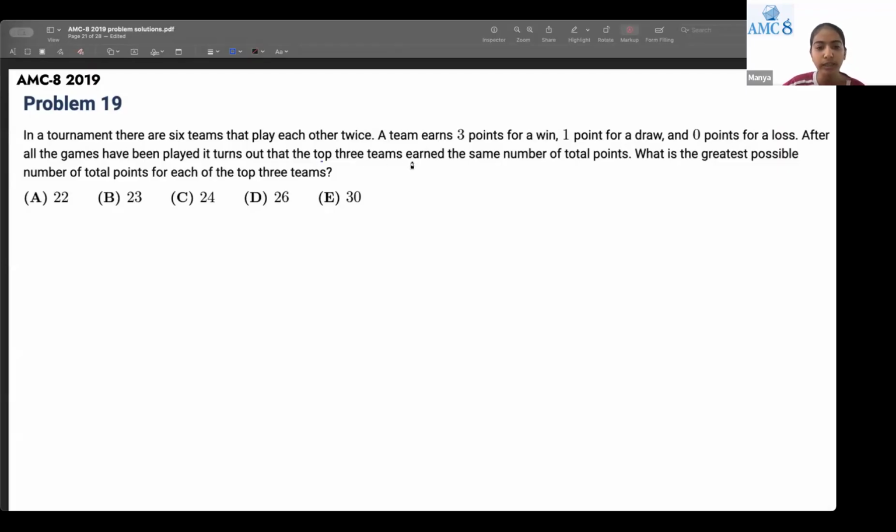So there's top 3 teams, and there are 6 teams that play. So suppose that the top 3 teams are A, B, and C. And the bottom 3 teams, or the lower 3 teams, are D, E, and F.